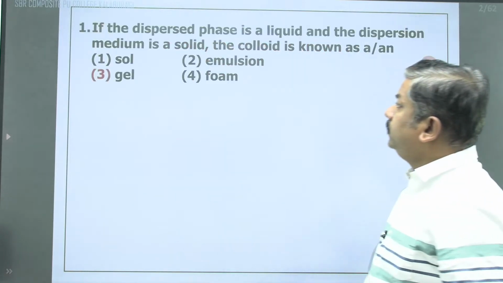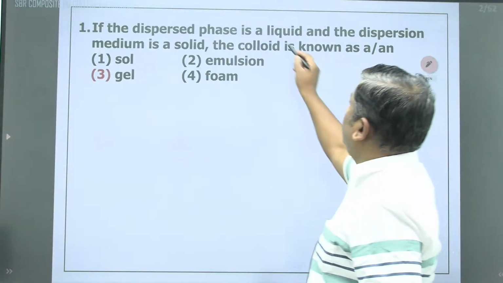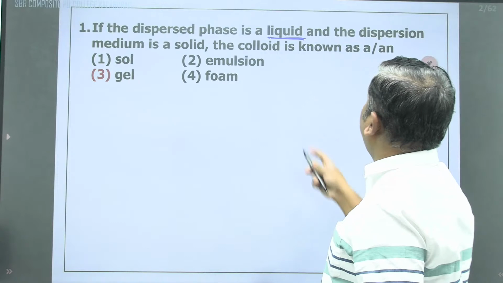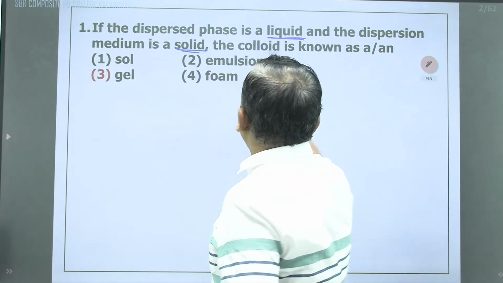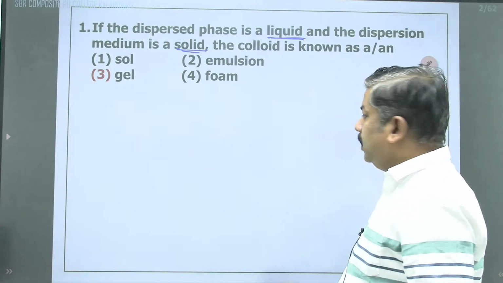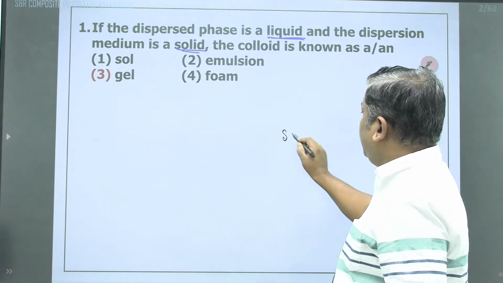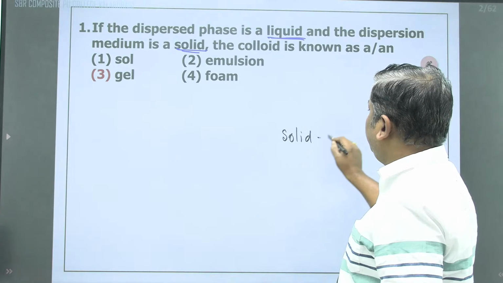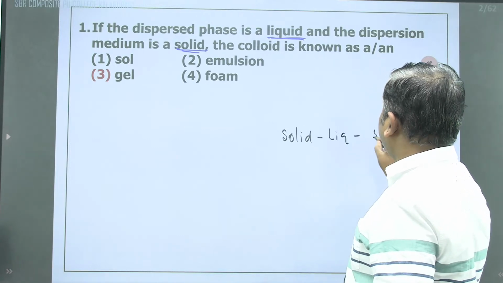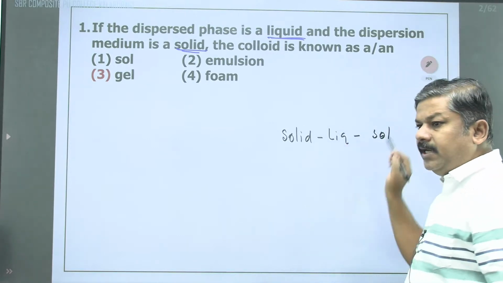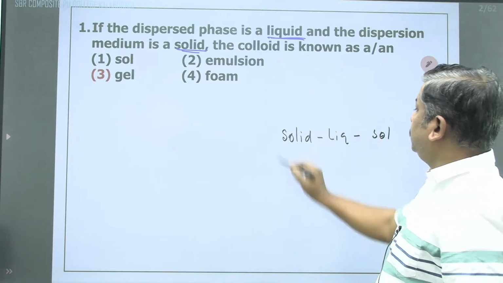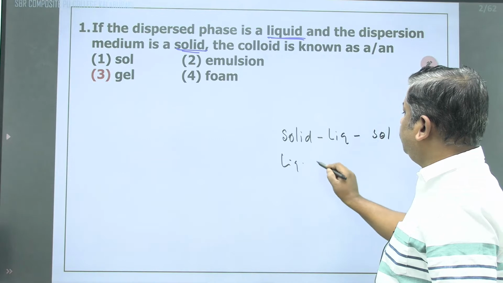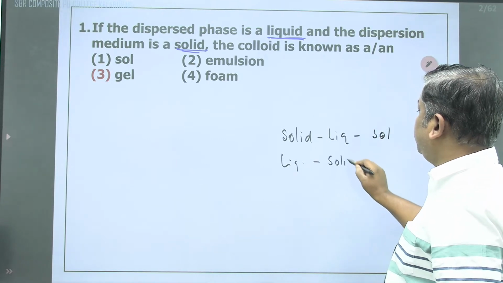So first question: if the dispersed phase is a liquid and the dispersion medium is solid, then the colloid solution is known as what? Whenever a solid is present in a liquid, it is generally called a sol. Now, liquid is the dispersed phase here, and it is present in a solid dispersion medium.